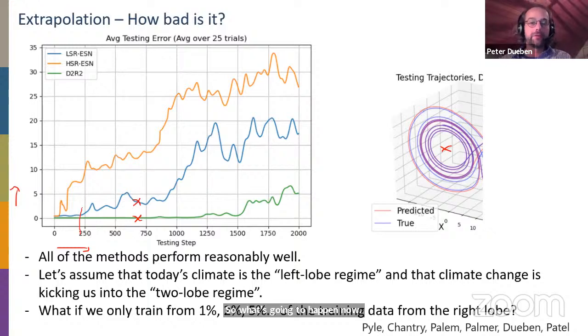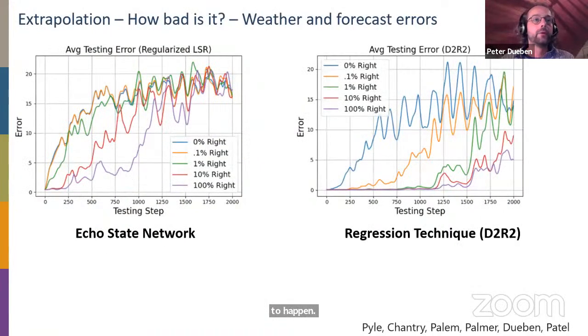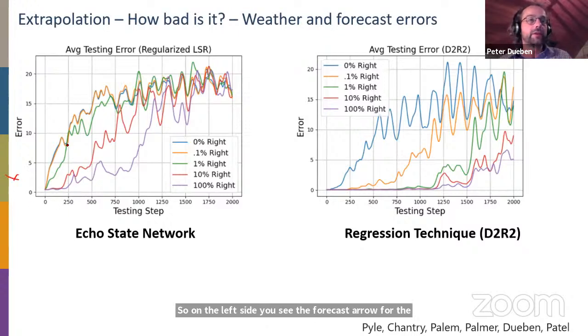We can also increase the amount of training data that we get from the right lobe. We can use 1, 2, or 5% of the right lobe data and include it in the training mix, and see what happens for the two different methods. On the left side, you see the forecast error for the echo state network. The error is quite drastic if you only have a very limited amount of information for the right lobe. If you only take 0.1 or 1% of the training data from the right lobe, you will get very significant errors. Only if you increase the amount of right lobe data to something like 10% do you get better results. And you get much better results, obviously, if you take the full data from both lobes.